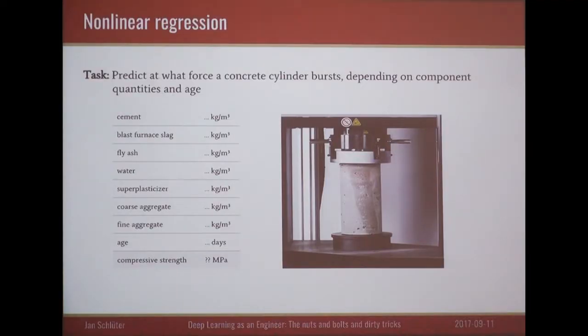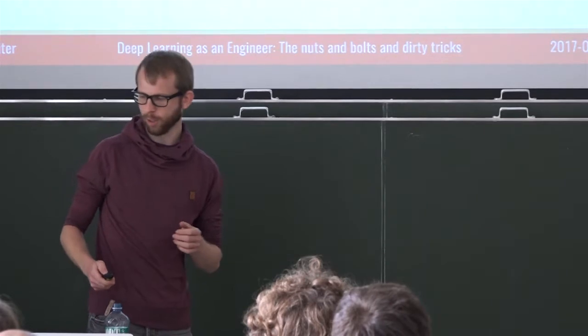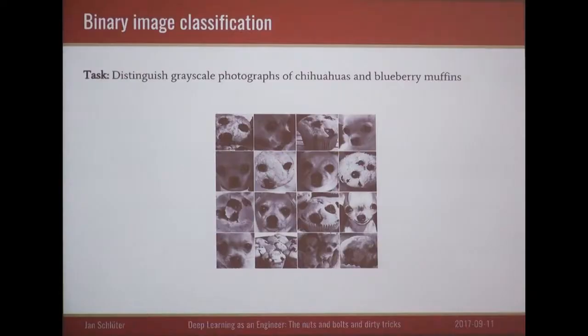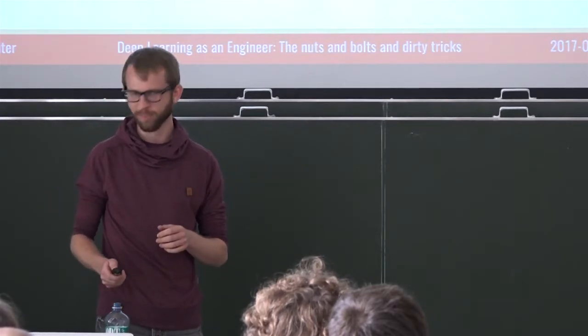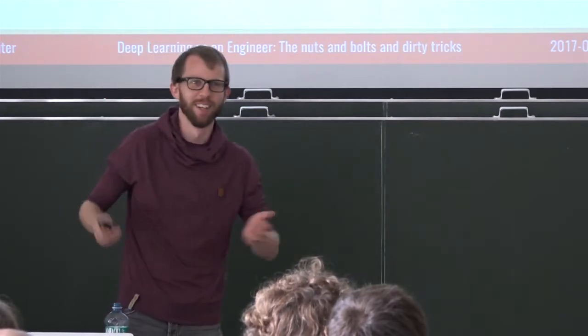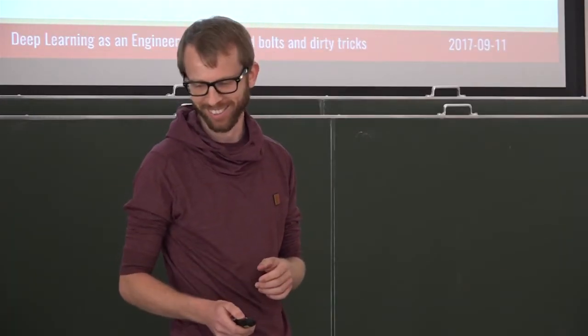That was just an example I found that has a lot of nonlinear dependencies, so it can be solved by deep learning, maybe. Then we can do binary classification, like distinguishing photographs of chihuahuas and blueberry muffins. It's not very easy. At what success rate? I don't know. I don't think anybody has actually done this.